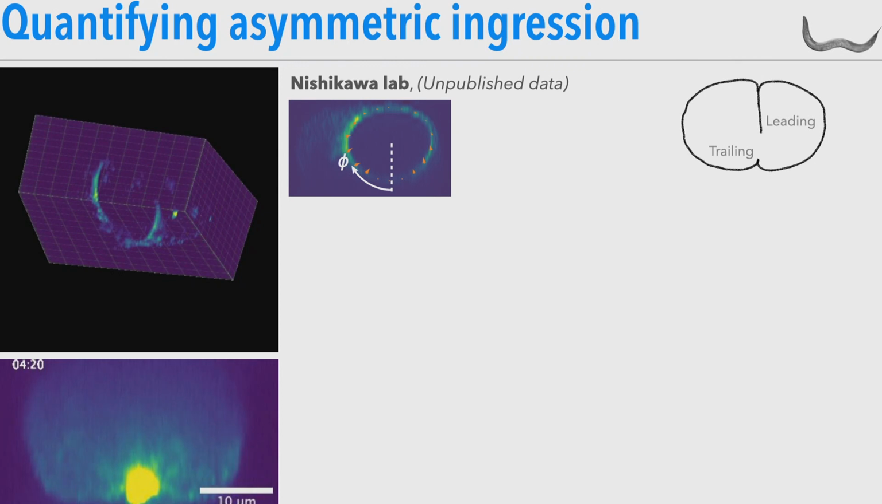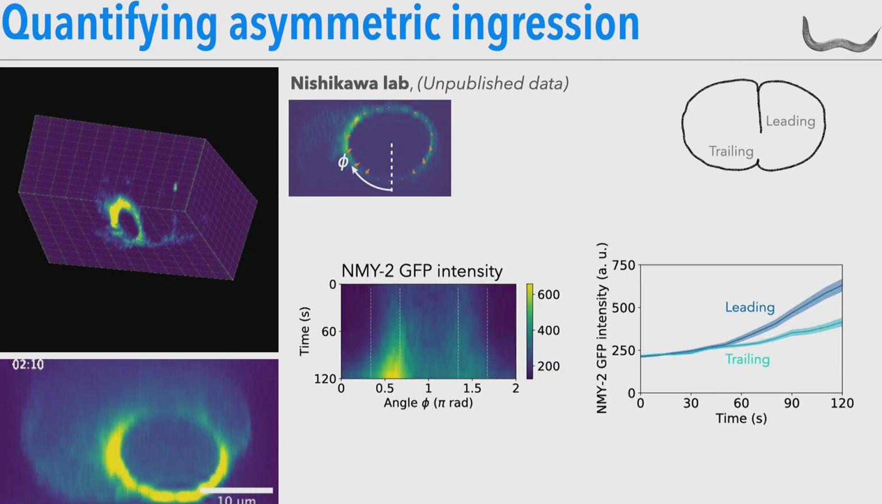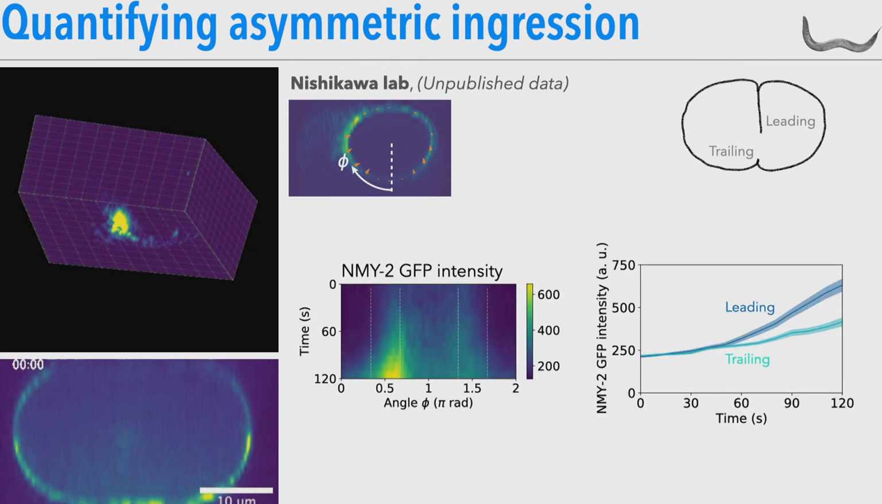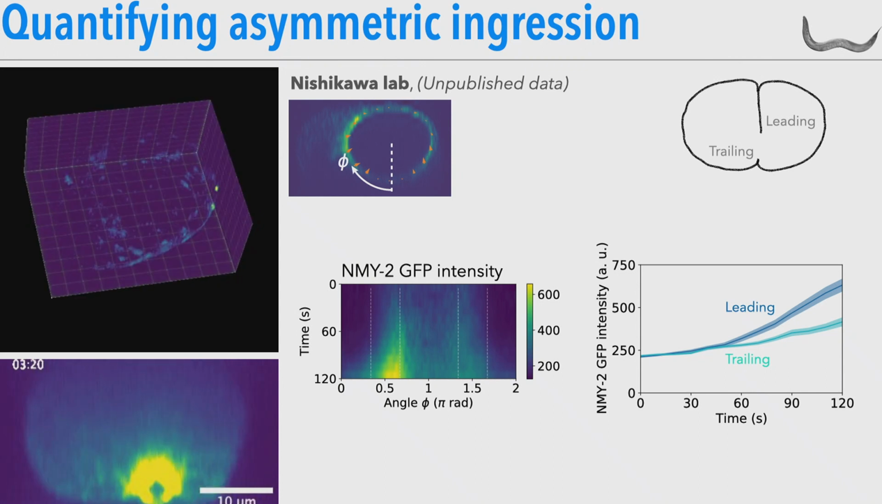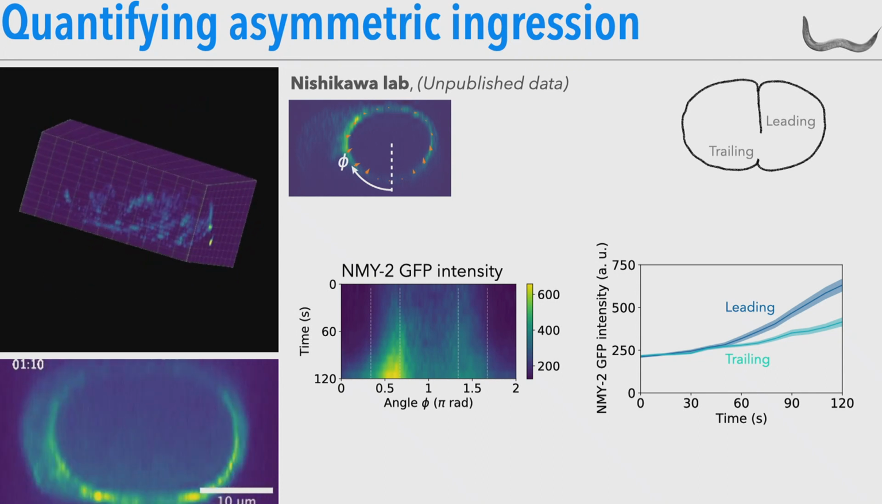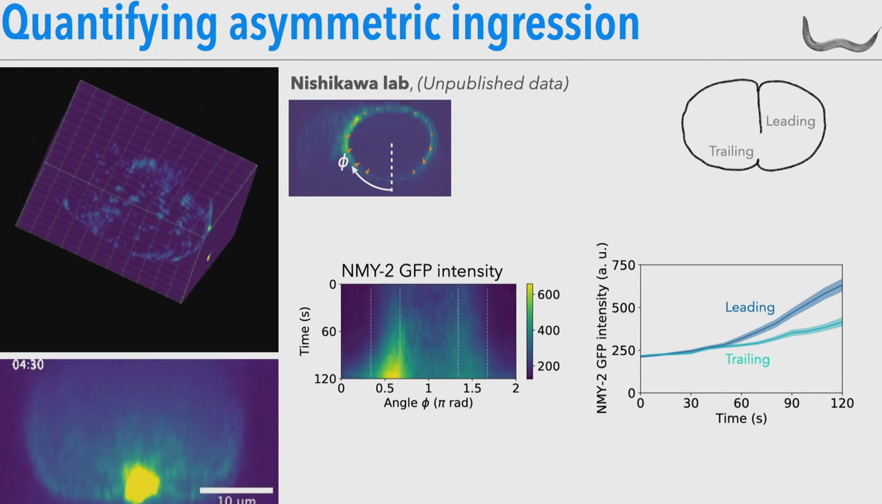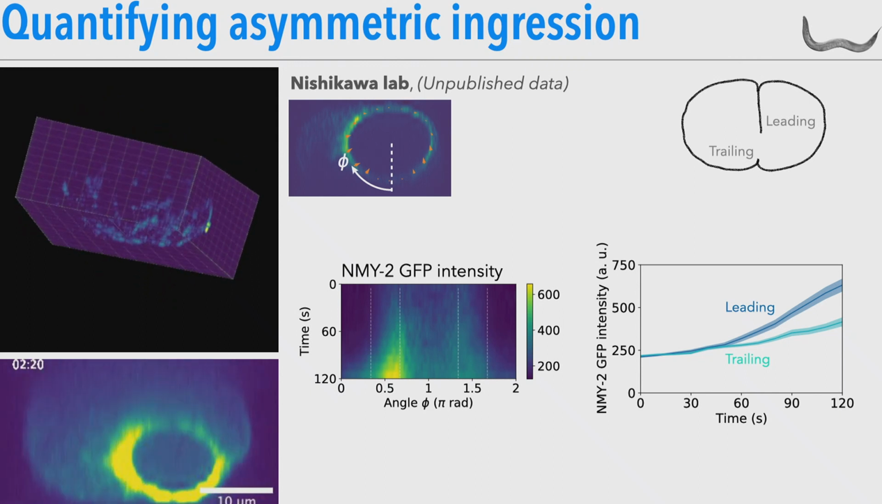So you can take that, digitally cut it open, and now you can quantify things. You can ask how much asymmetry there is in the myosin levels on the leading side compared to the lagging side, and so on and so forth. So you can get very, very quantitative.